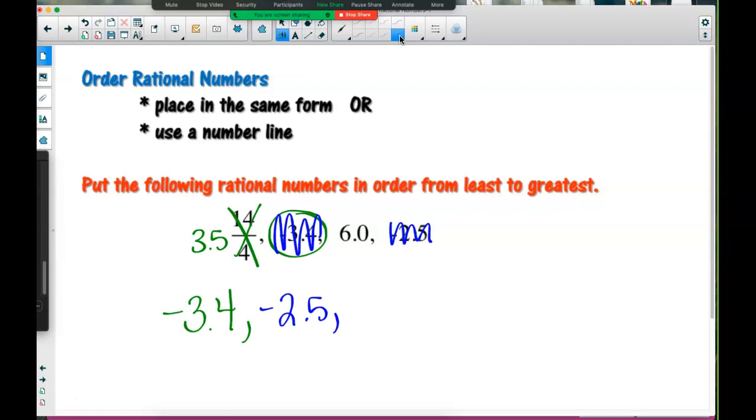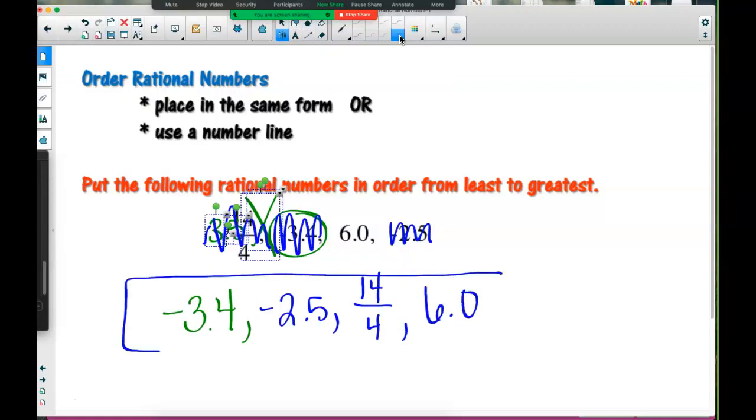What's lower, 3.5 or 6.0? 3.5. I'm going to write it back in the original form. So 14 over 4. And then finally, this one's done. The last one is 6.0. So this would be in order from least to greatest. Questions there? So on the homework, you're going to have to pick greater than, less than, or equal to, and then put some things in order. Okay? Any questions from anybody at home?